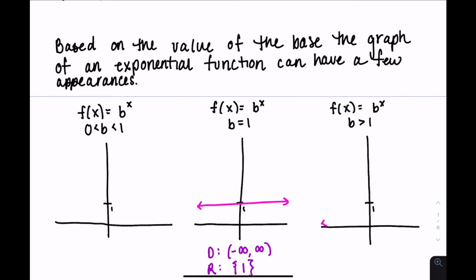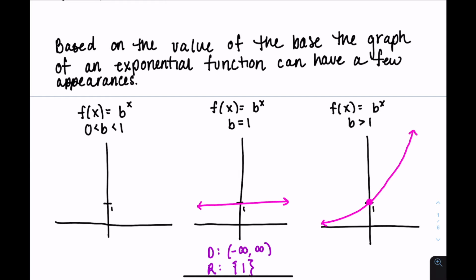In the case you have a base bigger than 1, if you have a very large value, say 4 to the x, you take 4 and raise it to the 100th power, it's going to be huge. If you take 4 and raise it to the -100th power, that will move it to the denominator and it becomes a very small fraction. If you have 4 to the 0, you're going to go through that point 0, 1. So in this instance, your graph of the exponential function will have this appearance.